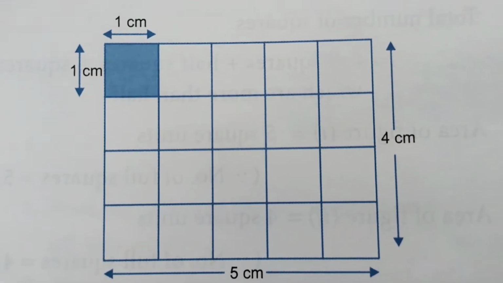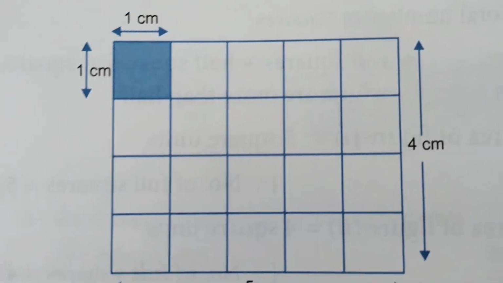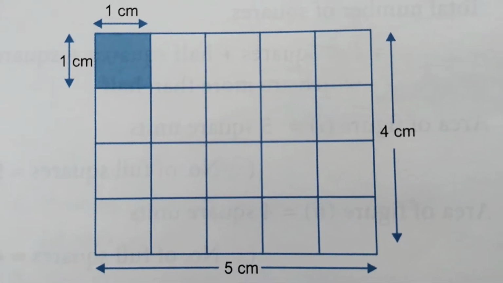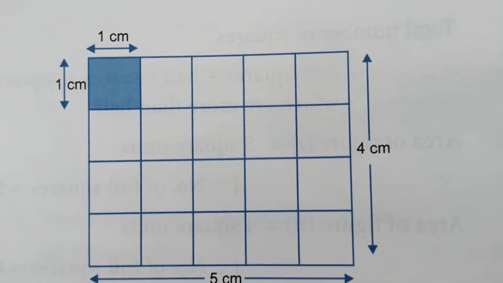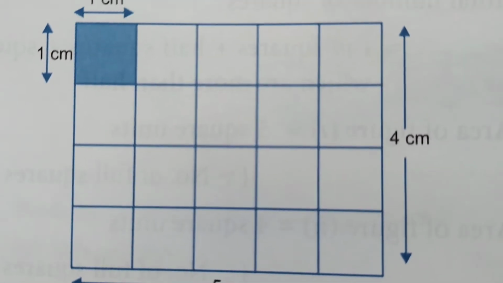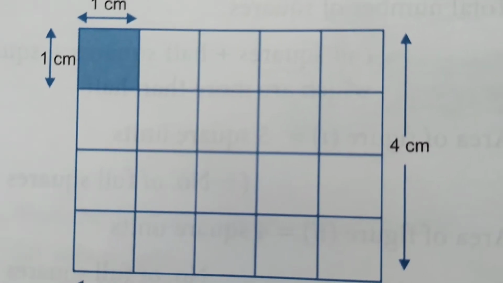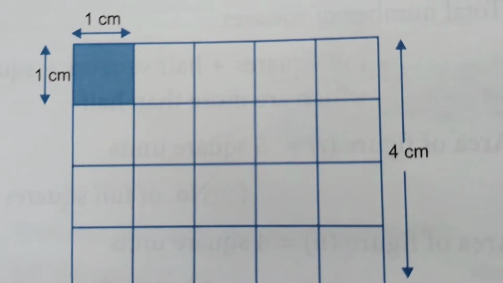See, now we are finding the area of this rectangle. To find the area of this rectangle, first we divide this figure into equal squares of 1 centimeter. You can observe the figure. Actually, the length of this rectangle is 5 centimeters and breadth is 4 centimeters. Each square box has 1 square centimeter area.